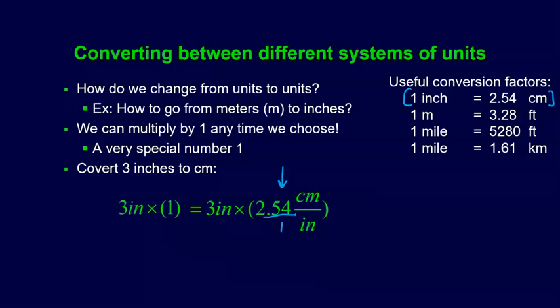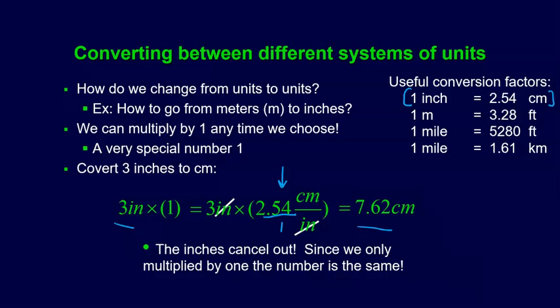We're multiplying by 1, so we're not changing our number, we're just changing what units we use. Then, just like before, we can cancel out the inches, just like algebra, and then 3 times 2.54 gives 7.62, and that comes out to be centimeters. And so that's how we convert 3 inches into 7.62 centimeters.